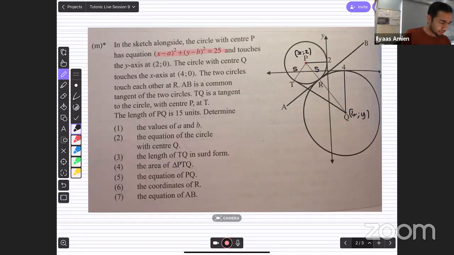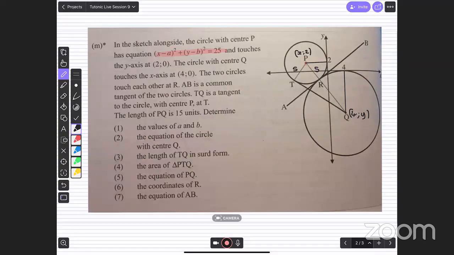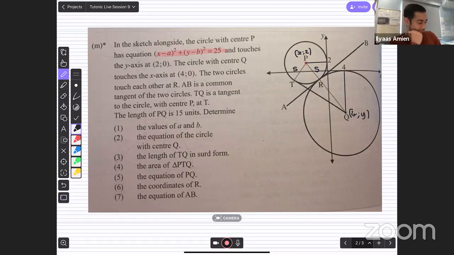TQ is a tangent to the circle. So what does that mean? TQ is the tangent of circle P. They have the same tangent. So what do you know about tangents? Perpendicular. Yeah, so therefore TQ is perpendicular to PT.